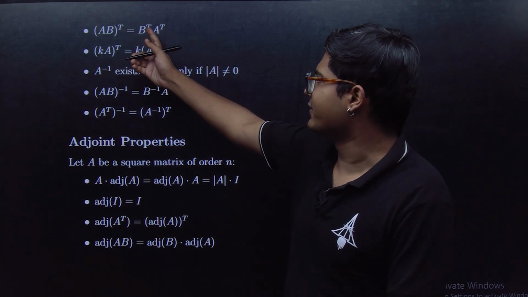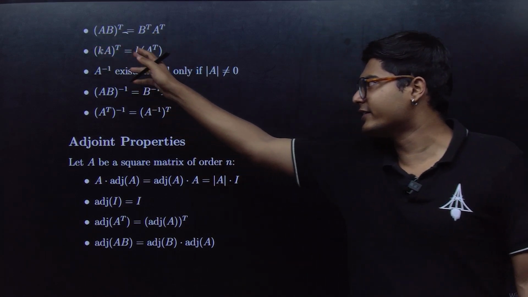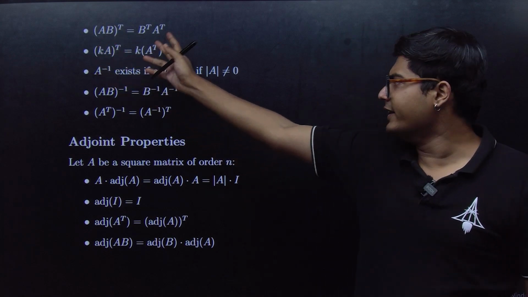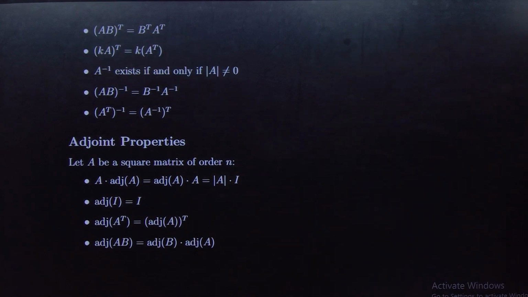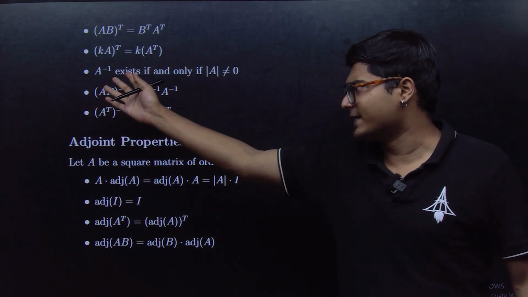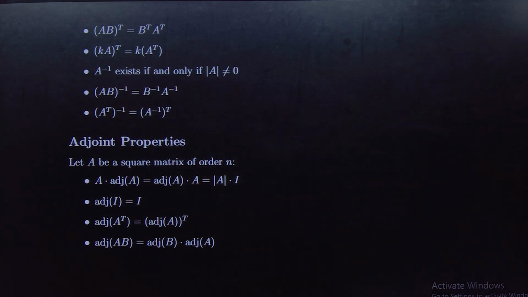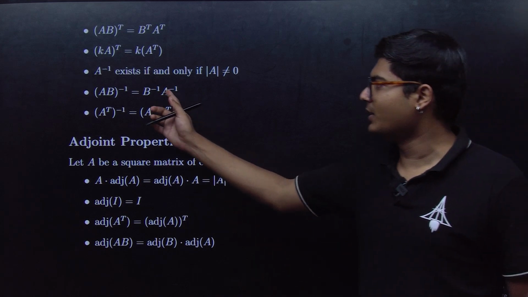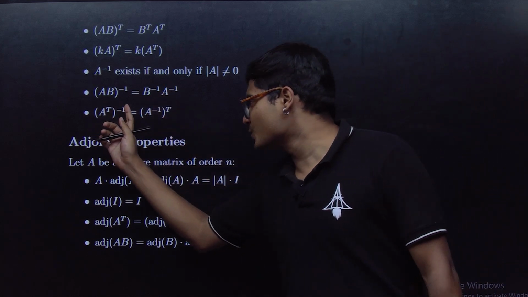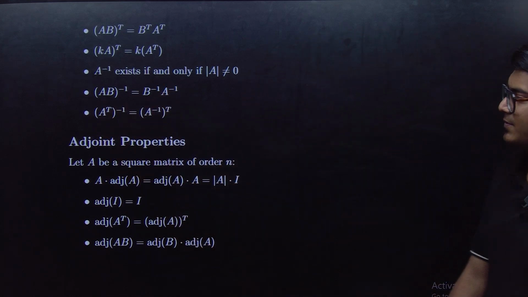Some properties. Transpose of the product is given by B transpose A transpose, right? So when you take the transpose outside, you'll interchange the order of the multiplication, okay? So (K A) whole transpose is given by K times A transpose. A inverse we know exists only if the determinant of A is non-zero. (AB) whole inverse is nothing but B inverse A inverse. (A transpose) whole inverse is equal to (A inverse) whole transpose, okay?